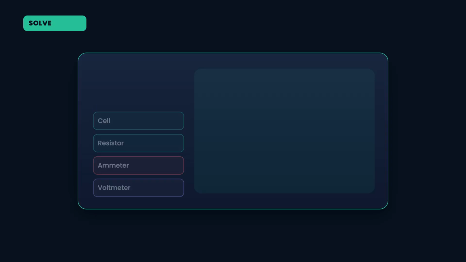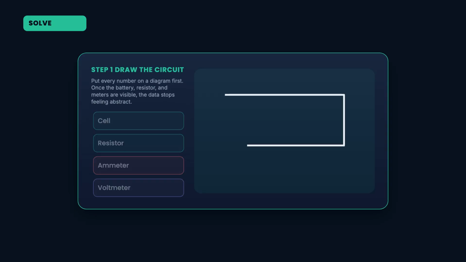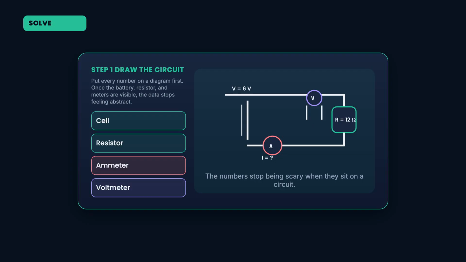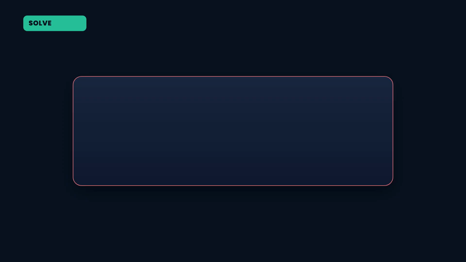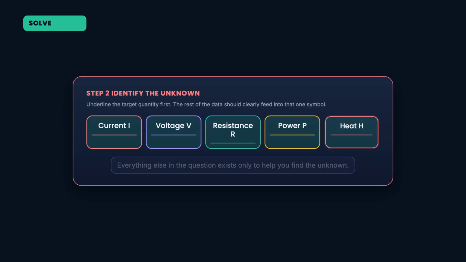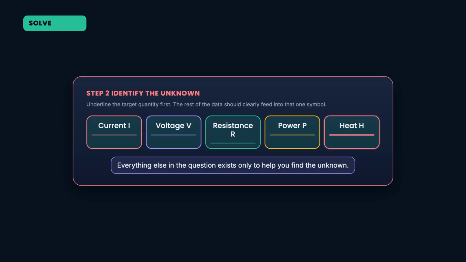Step 1. Draw the circuit, even if not asked. Mark every cell, every resistor, every ammeter, every voltmeter. Label the voltage. Label each resistance. The numbers stop being scary when they sit on a circuit. Step 2. Identify what is asked. Are you finding current I, voltage V, resistance R, power P, or heat H? Underline the unknown. Everything else feeds into it.